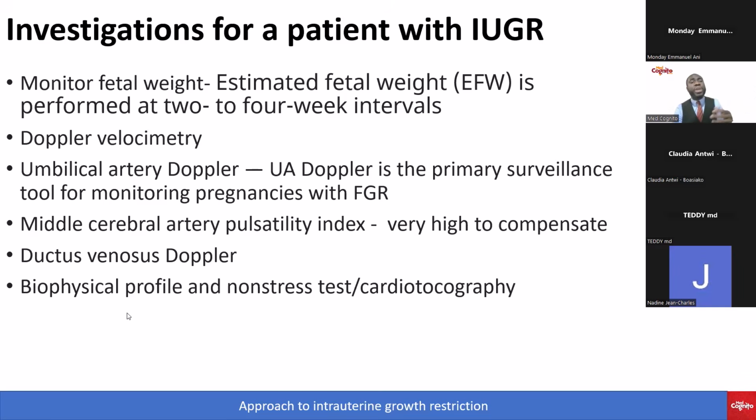And then you also want to do a biophysical profile and non-stress test, as well as a cardiotocography. Okay, so please, these are the things you want to do for a patient who has IUGR.